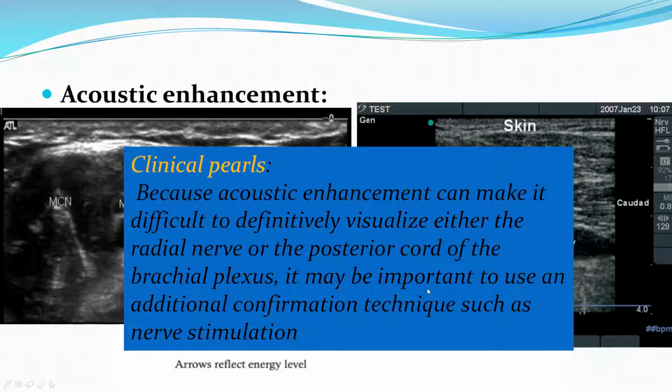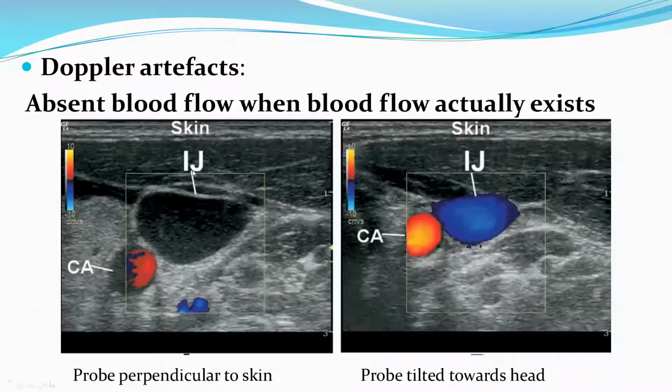So we have to confirm whether it is a neural element or not. We can use peripheral nerve stimulation in such cases to confirm the neural structures. Then, Doppler artifacts.